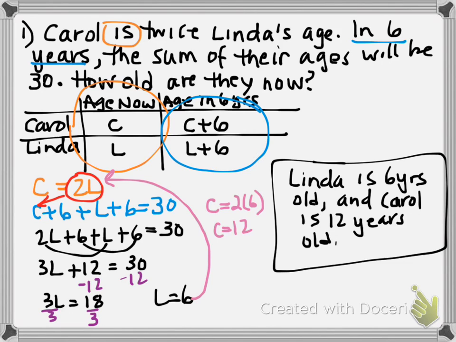Now, I can always check my work. Is 12 the same as 2 times 6? Yes. And the answer is yes. Okay, if I add 6 to Carol's age, what does that take me to? 18. If I add 6 to Linda's age, what does that take me to? 12. Does that equal 30? Yes. So I can take my answers, plug them back into my original equations, and see if it satisfies both of them. And that can verify that I did the question right.